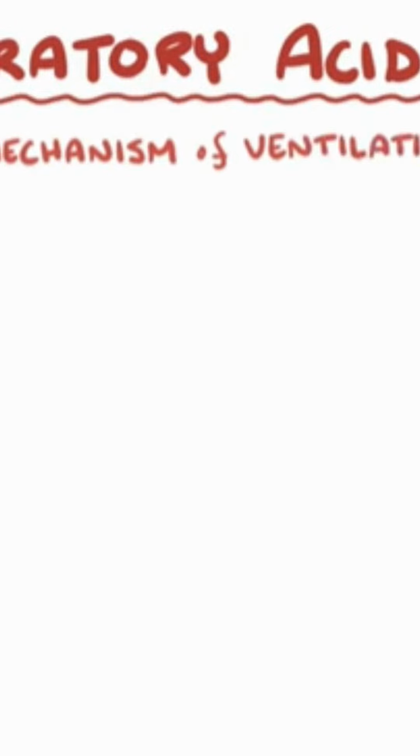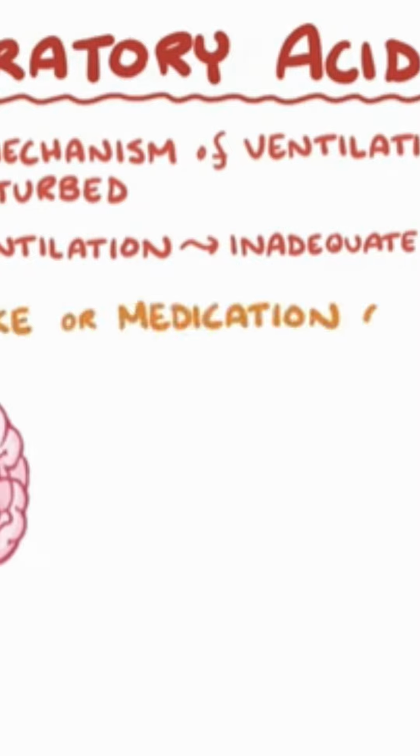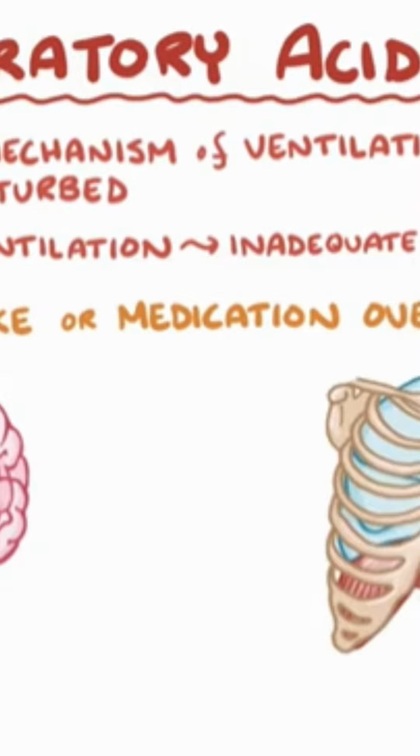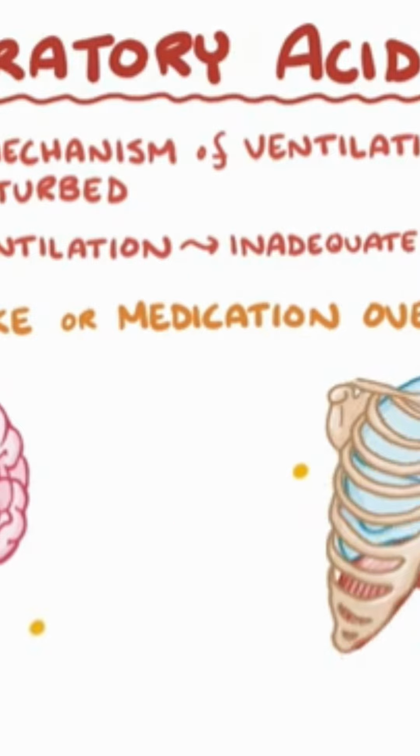In respiratory acidosis, the normal mechanism of ventilation is disturbed, and minute ventilation becomes inadequate to balance the pH. This can be due to a number of problems. Sometimes the problem's not in the lungs themselves, but in the respiratory centers of the brainstem. After a stroke or a medication overdose, like with opioids or barbiturates, the respiratory centers can slow their rate of firing, so breathing becomes extremely slow or stops entirely.